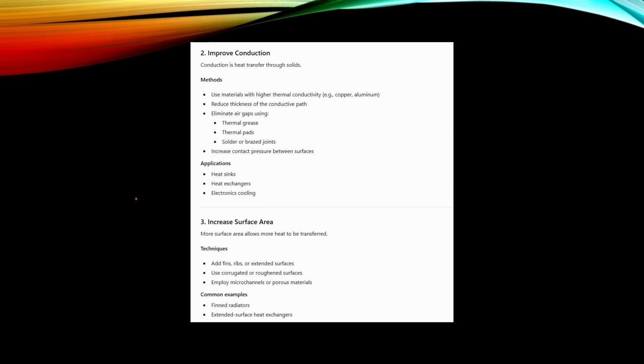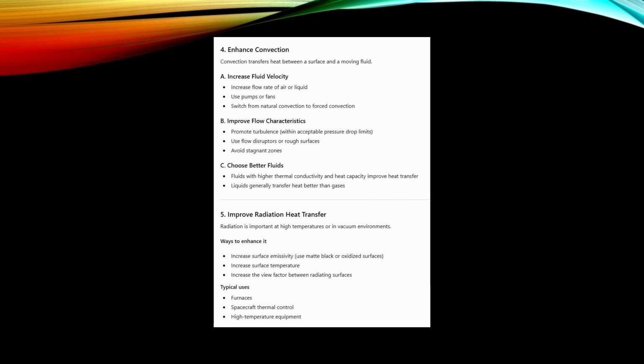You can increase heat transfer by increasing surface area. More surface area always means a higher heat transfer rate. You can add fins, ribs or any kind of extended surface. And a rough surface always means a larger surface area. You can also use micro channels or porous materials.